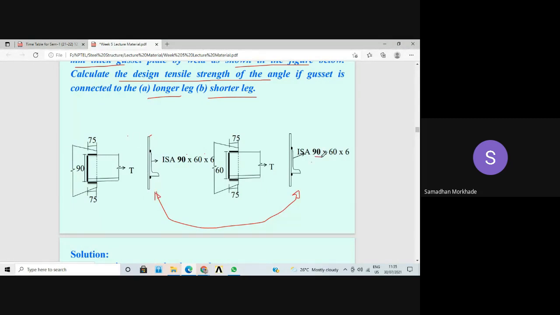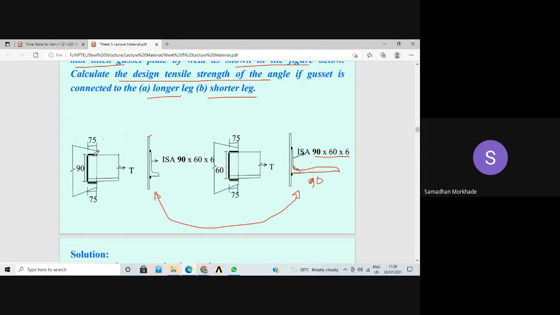Here he has written 90 by 60 by 6. The angle remains the same, but by looking, it looks like that. It is the longer leg connected to the gusset plate. This is the longer leg, this is 90, this is 60. So it is something like this. This should be shown a bit bigger, because 90 is bigger than 60. This is 90, because it is the shorter leg connected to the gusset plate. It is the shorter leg connected to the gusset plates.